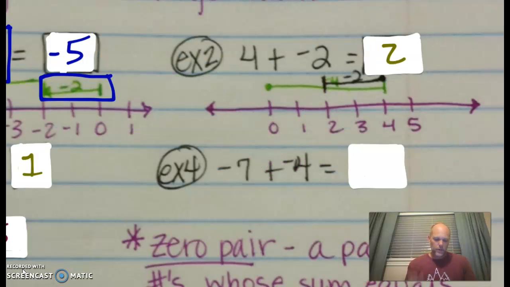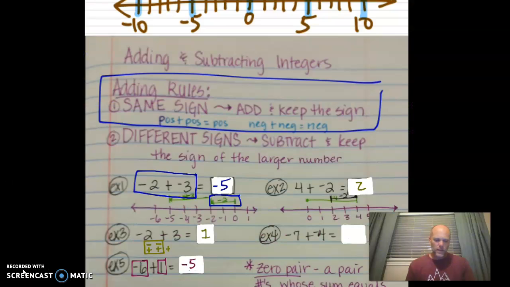Let's go right here. If you're a rule person, up top it says different signs. You can subtract, and oh sorry, those are the same signs, my bad. Same sign, add and keep the sign. Okay.